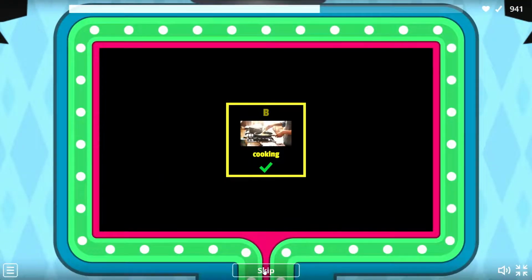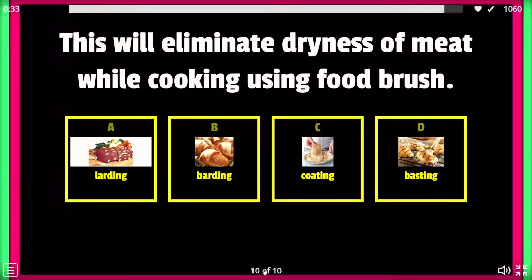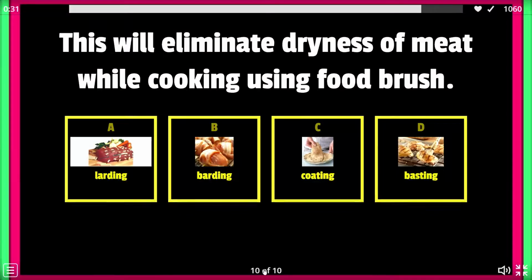Last question. This will eliminate dryness of meat while cooking using a food brush. Is it A, larding, B, boarding, C, coating, or D, brushing? So obviously the answer is basting.